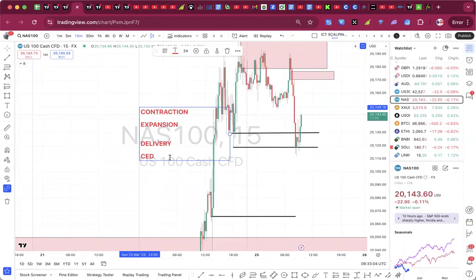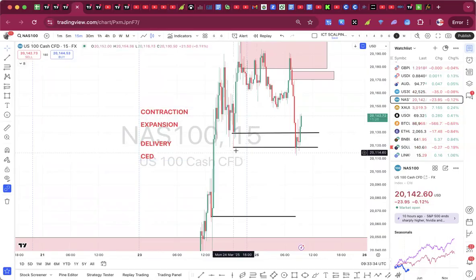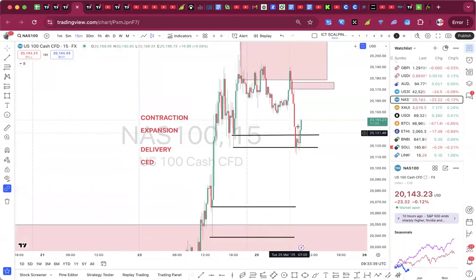Okay, accumulation, manipulation, and I don't know what you call the other one. So I call it contraction, expansion, and delivery. And that was what has happened here. Liquidity grab down here. And like I told you, if you are a scalper, you will have scalped this. Because having come from 15 minutes, you see a fair value gap up here.